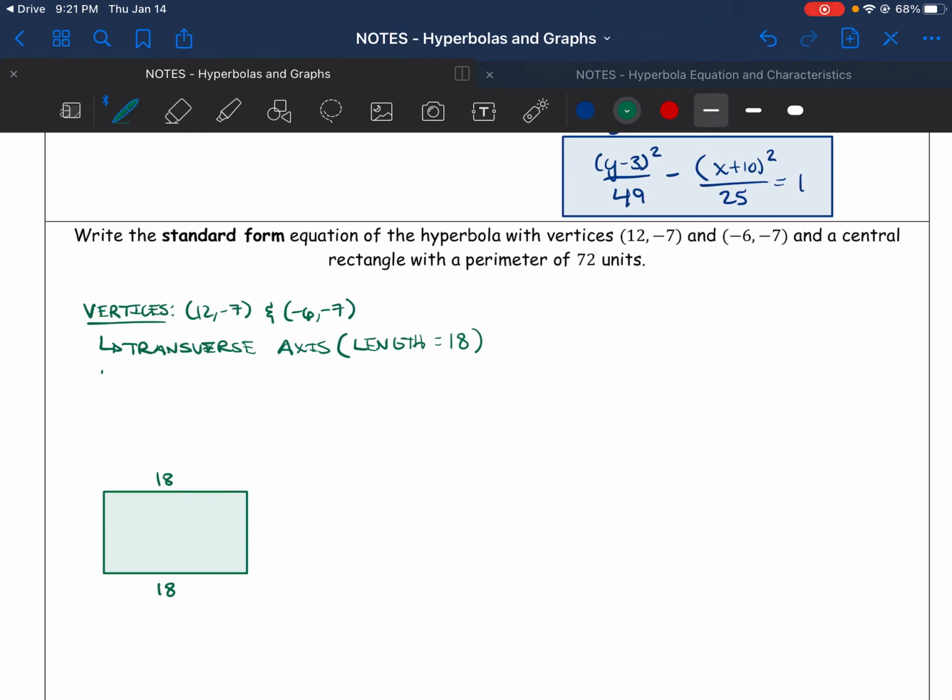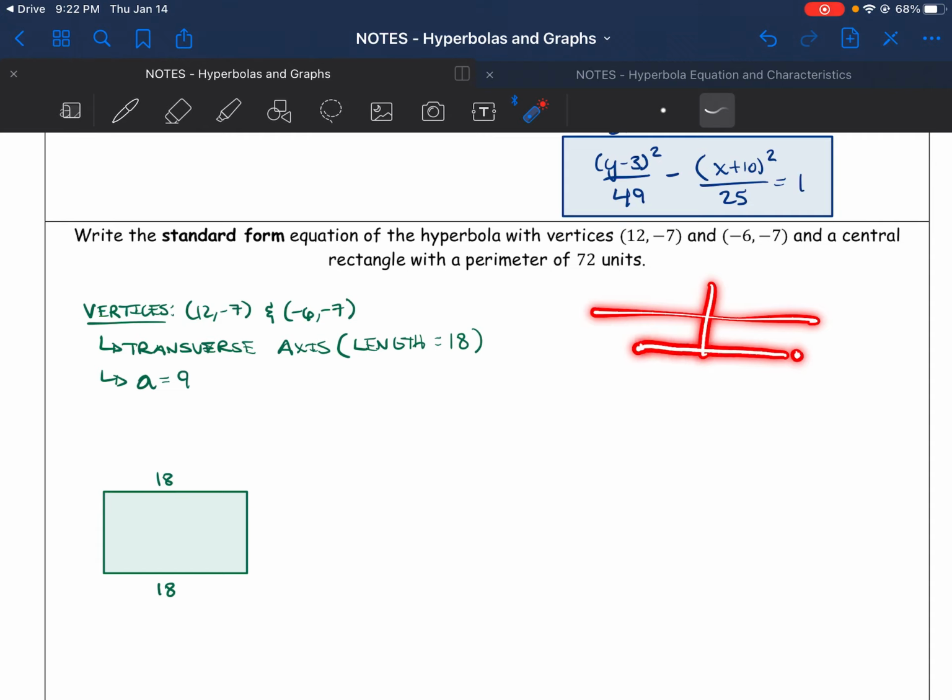And if the length of the transverse axis is equal to 18, that tells us that the A term has to be 9. The other thing this tells us is that since the y coordinates stayed the same, and we were finding the distance between 12 and negative 6 for x coordinates, think about what that graph would look like. Over 12, down 7 would be something like this. Negative 6, negative 7 would be something like this. And we can see that the transverse axis would be horizontal. So we can see that this is a hyperbola that's opening left and right.